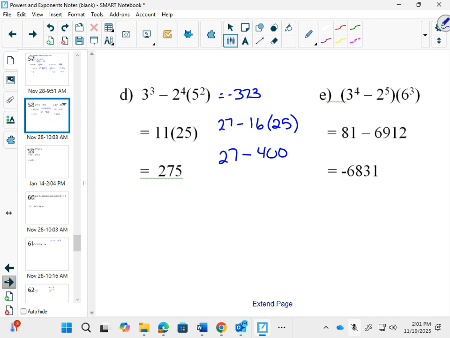Anybody know the math trick for timesing by 25? Have I told you that one? Think of quarters. If you had 16 quarters, how much money would you have? Well, every 4 quarters is $1. You have 16 of them. You'd have $4, which makes 400 cents.